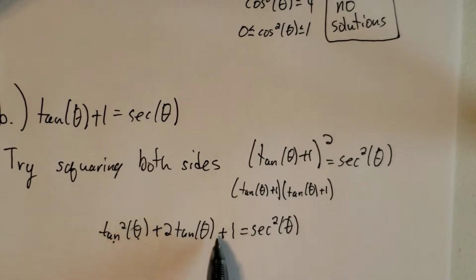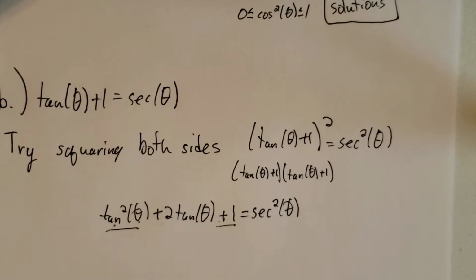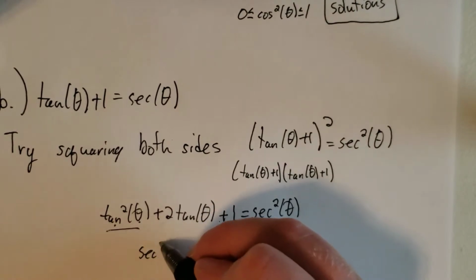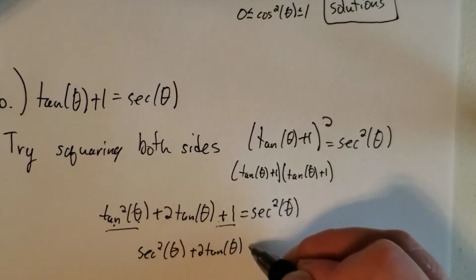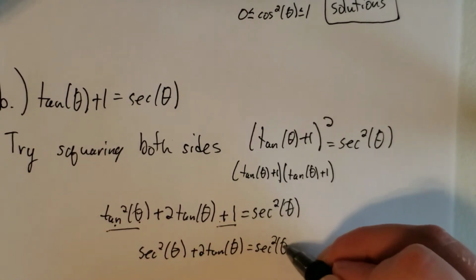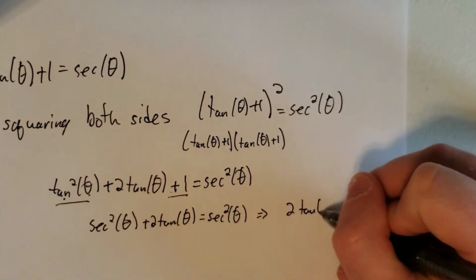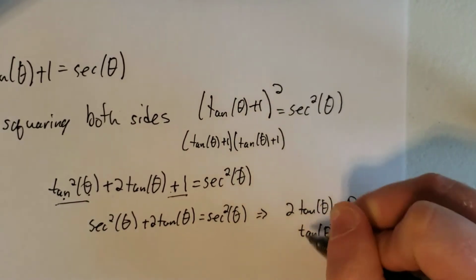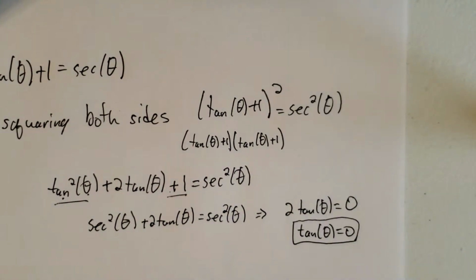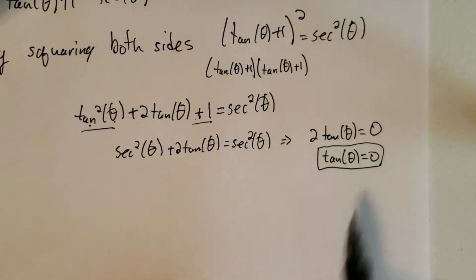Well, tangent squared plus 1 here is another Pythagorean identity. The Pythagorean identity is tangent squared plus 1 is equal to secant squared. So this is in fact secant squared of theta plus 2 tangent of theta is equal to secant squared of theta. So we get just 2 tangent of theta is equal to 0, or in other words, tangent of theta is equal to 0. I circled that. We don't need to do that yet because we're not quite done. We want to find the theta that makes this true.